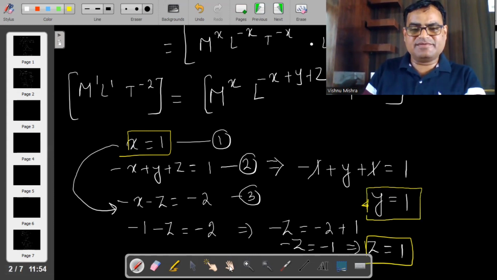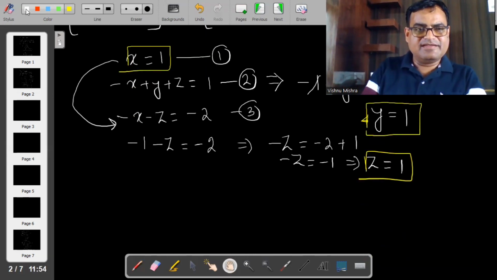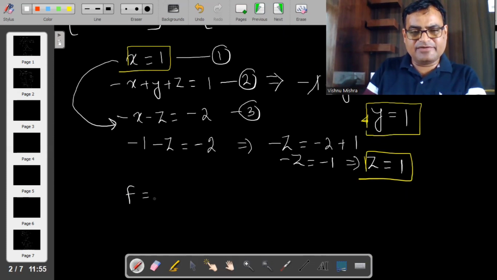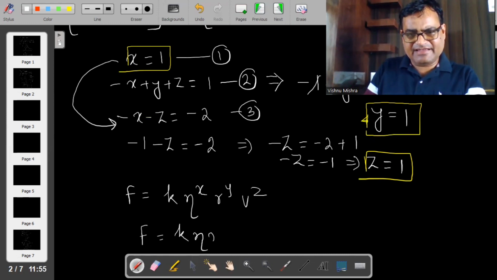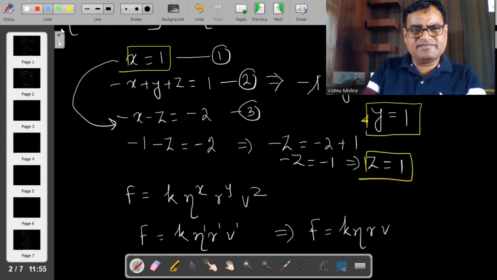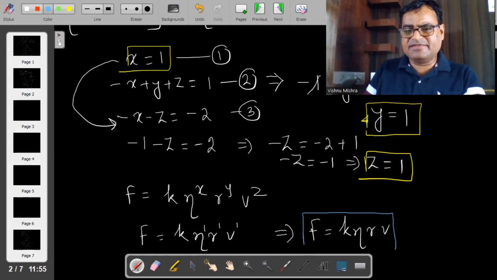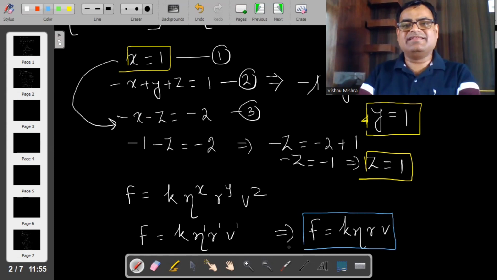Now what is my formula? The formula is F equal to k eta^x r^y v^z. All powers are one, therefore my formula is F equal to k eta r v. This is the formula. So we can frame a formula by taking this approach.